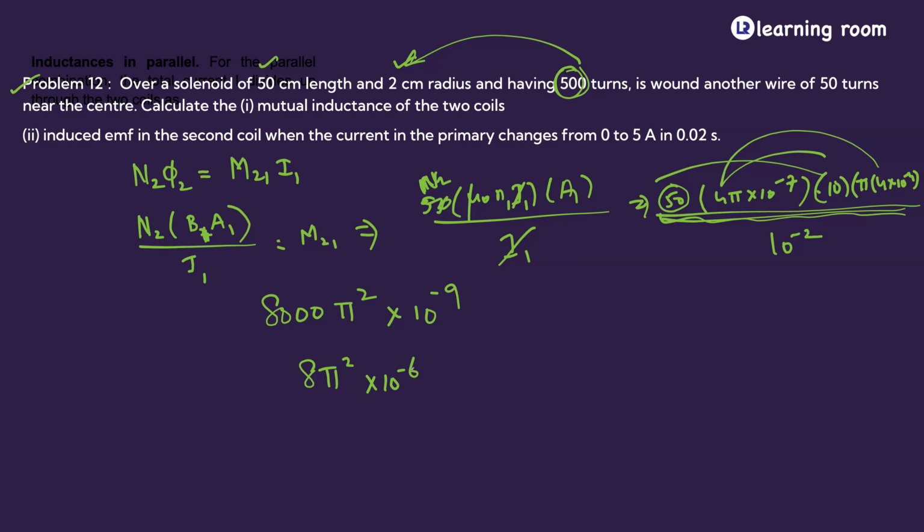What value did we calculate? Mutual inductance, no? So 8 pi square microhenry is the answer. Make sense?